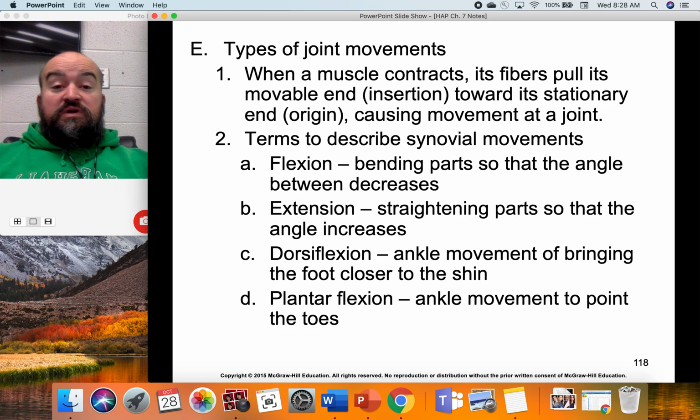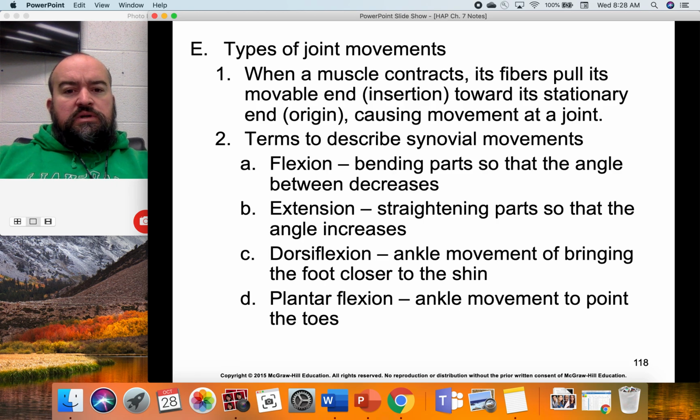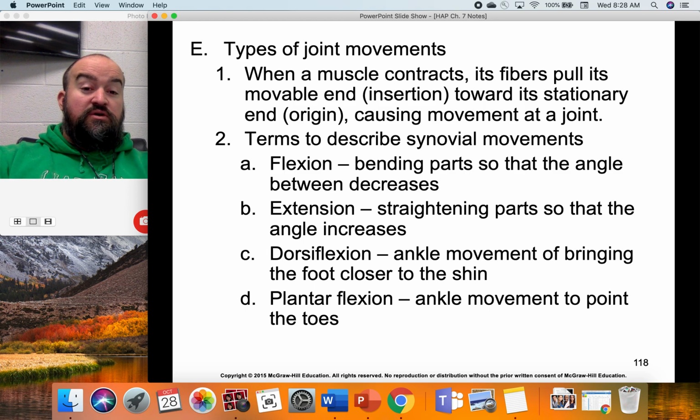And then we get into the movements that happen with these joints. So a muscle contracts and it pulls on the bones. It's spread across a joint and it's connected to two different bones. The bone that moves when the muscle contracts, that's called the insertion point, and then the one that's stationary is the origin.